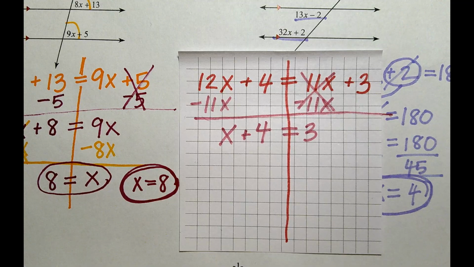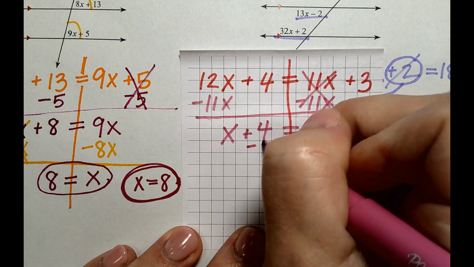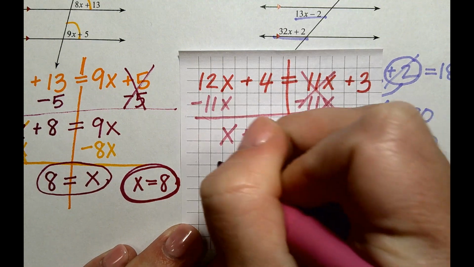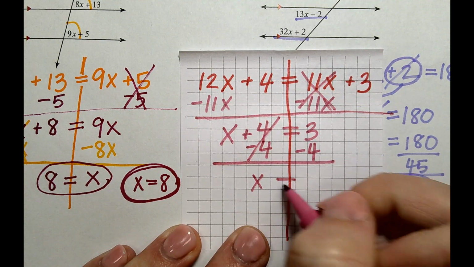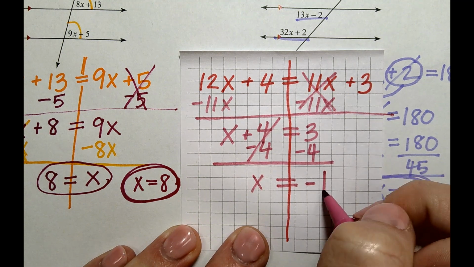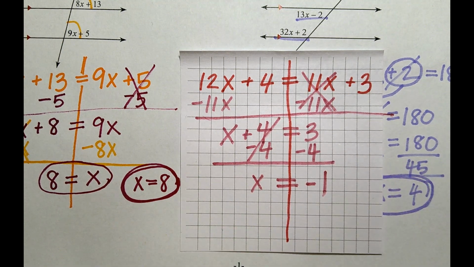Now what should I do? Subtract 4. Subtract 4. And those cancel, and I'll get x equals -1. Nice, good.